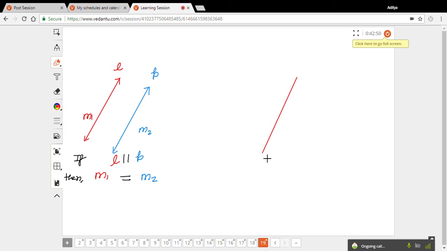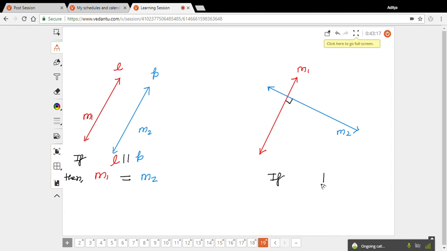But at the same time, let's say I have one line, and the other line I have is this. Now look at the angle between them. It seems to be a right angle between them, right? If they are at a right angle, and this slope is m1 and its slope is m2, then the lines L and P are not parallel; this is the sign of perpendicularity. If line L and line P are perpendicular to each other, then the slopes are not equal, but the product of these slopes is equal to negative 1: m1 times m2 is equal to negative 1.